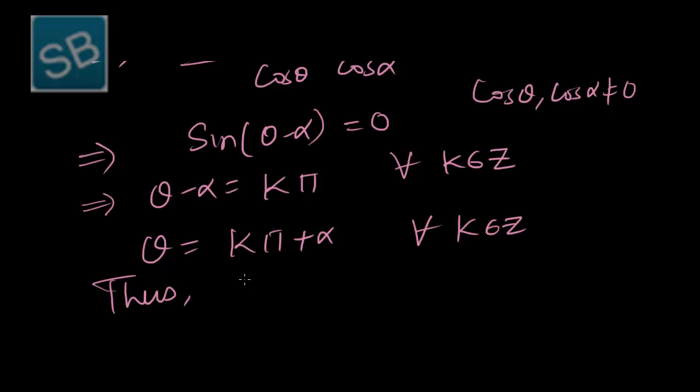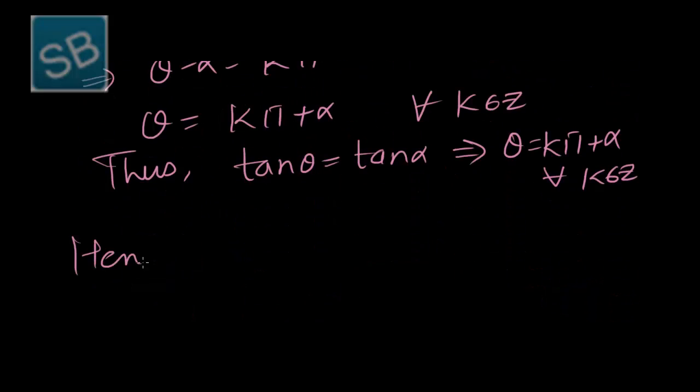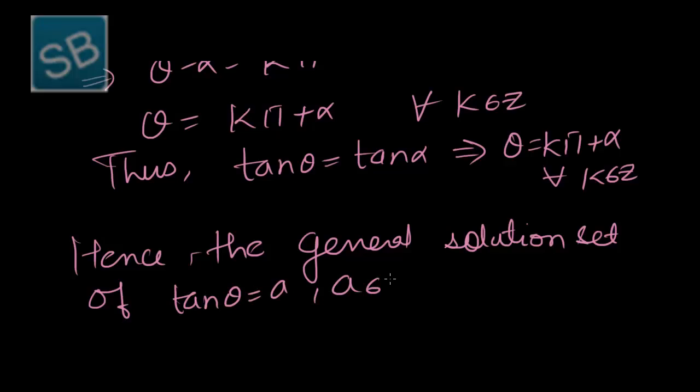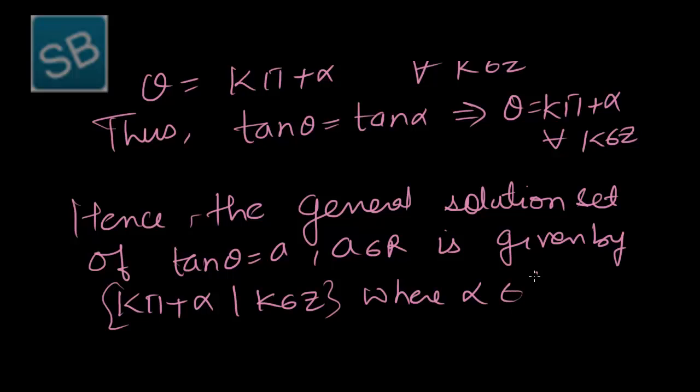Thus, for tan theta is equal to tan alpha, that implies theta is equal to k pi plus alpha for k belongs to Z, hence the general solution set of tan theta is equal to A for A belong to R is given by k pi plus alpha for k belong to Z, where alpha belong to minus pi by 2 to pi by 2.